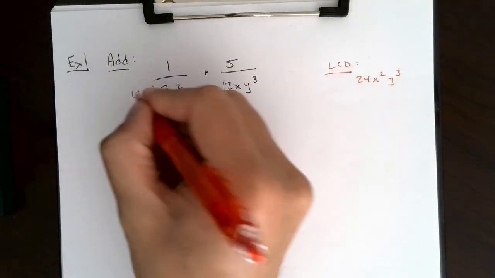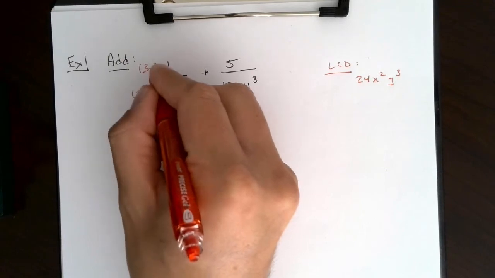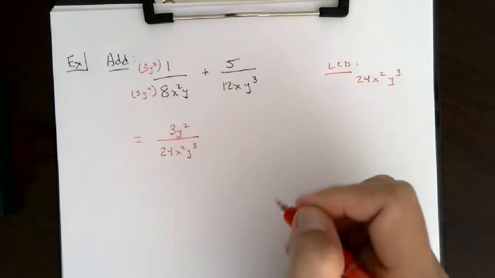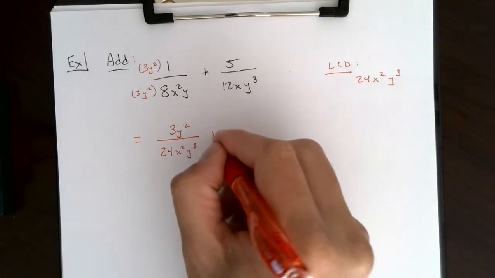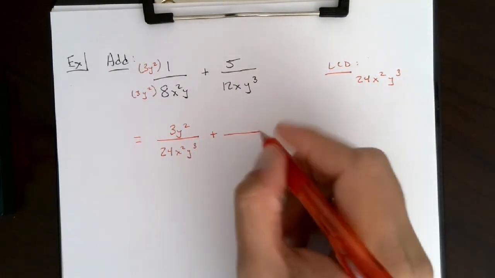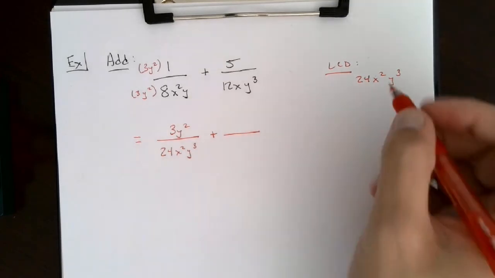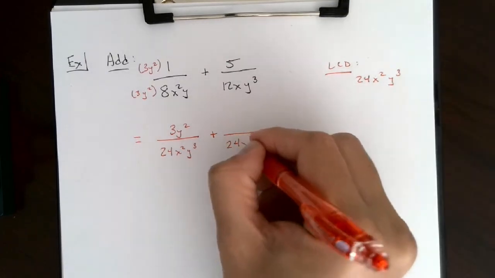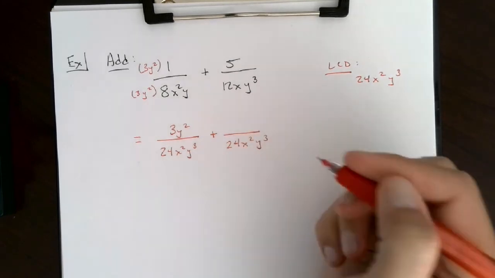If you're doing that in the denominator, you also would have to do that in the numerator. So 3y to the second times 1 makes this 3y to the second power. All right, the plus sign stays plus. And then again, we're writing the second fraction here, 12xy to the third, as something in an equivalent form over the LCD, which is 24x squared y to the third.